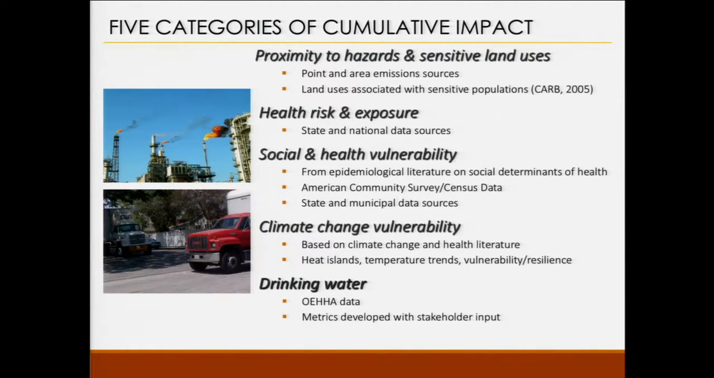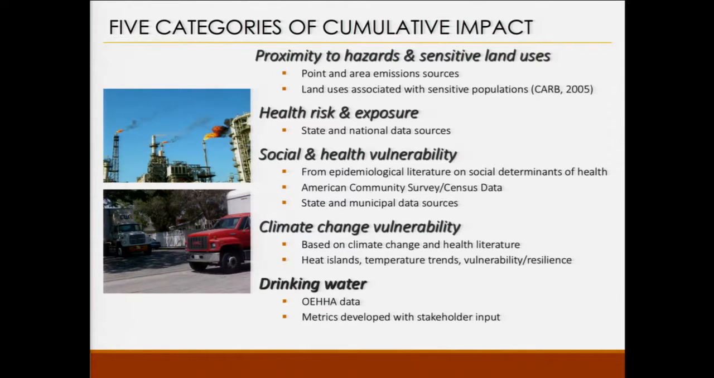And the second of the 5 categories are health risk and exposure indicators that come from a variety of data sources, both statewide and national. There are indicators of social and health vulnerability. These are metrics that we've taken from the epidemiological literature on the social determinants of health and are sourced from the American Community Survey, a 5-year roll-up, as you'll see, and also a variety of state and other municipal data sources.